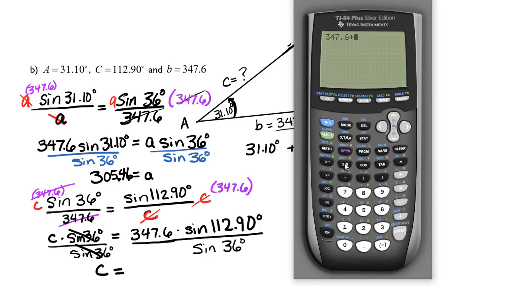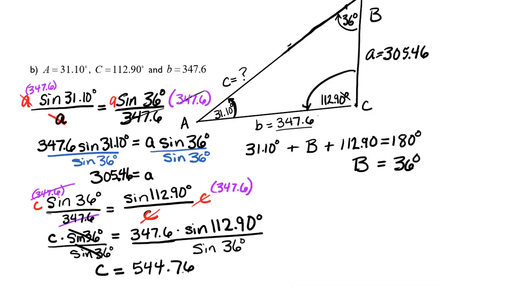I'll take 347.6, multiply it by sine of 112.90. This gives me 320.20. Then I will divide that by sine of 36 degrees. And I have a side of 544.76. So side C is 544.76 in length.